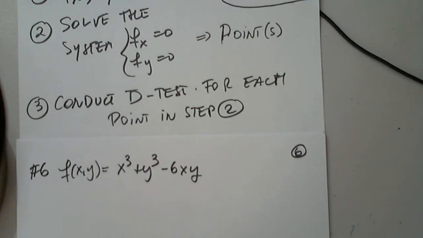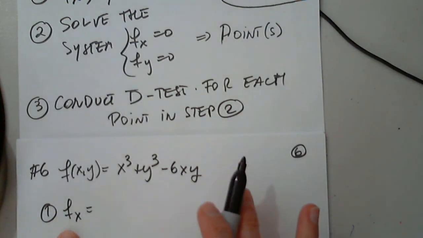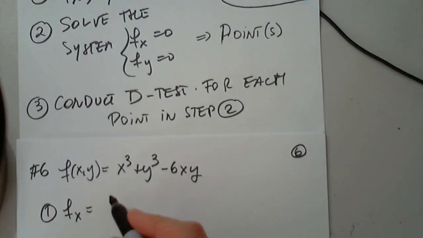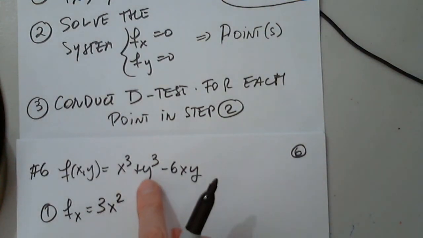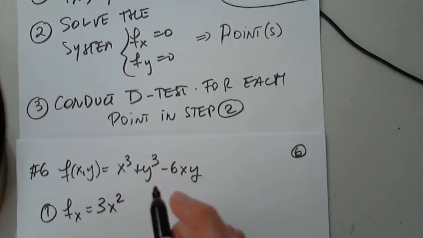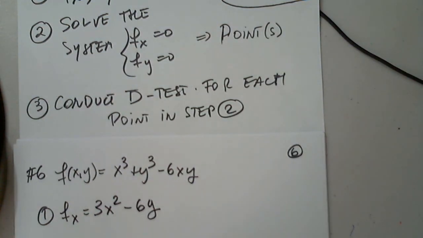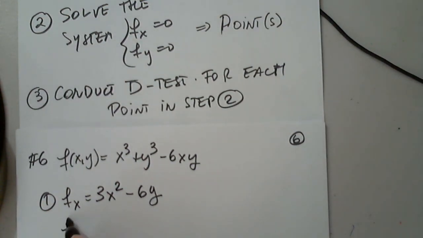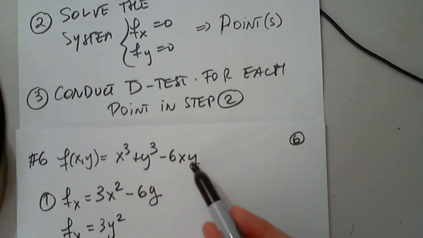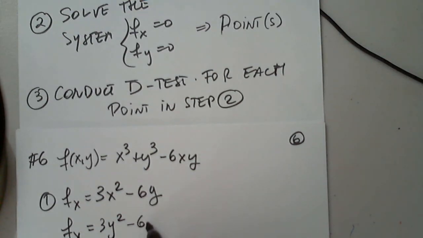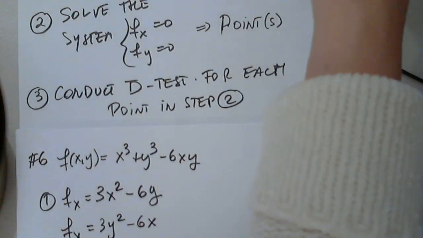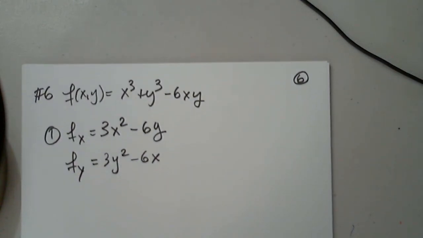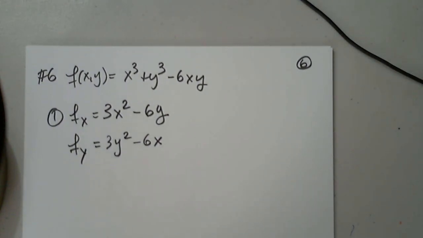Same thing. So in our first step, we have to find fx. When I differentiate with respect to x, everything else is a constant. When I differentiate with respect to x, I get 3x squared. Nothing. When I differentiate with respect to x, I get negative 6y. Then I find fy. Same thing, 3y squared. When I differentiate with respect to y, I get negative 6x. So this is our first step. We determined the partial derivatives.